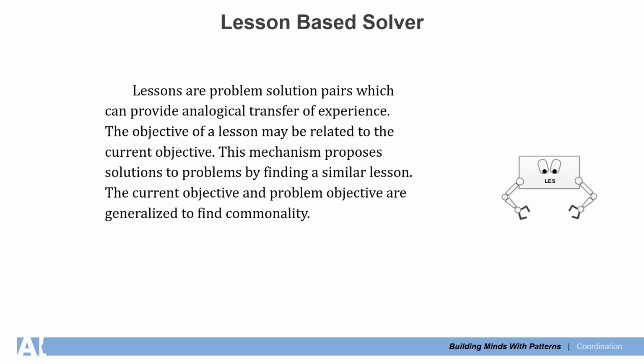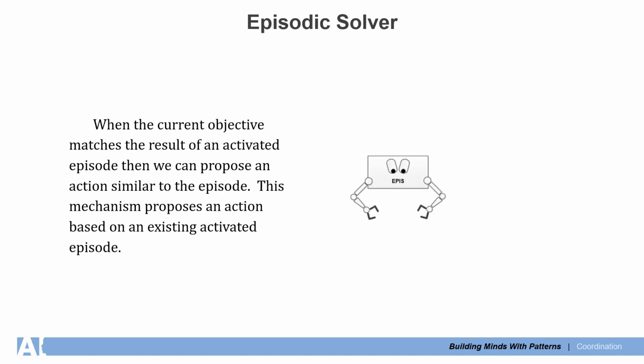Lessons are problem solution pairs which can provide analogical transfer of experience. The objective of a lesson may be related to the current objective. This mechanism proposes solutions to problems by finding a similar lesson. The current objective and problem objective are generalized to find commonality. When the current objective matches the results of an activated episode, then we can propose an action similar to the episode. The episodic solver mechanism proposes an action based on an existing activated episode.